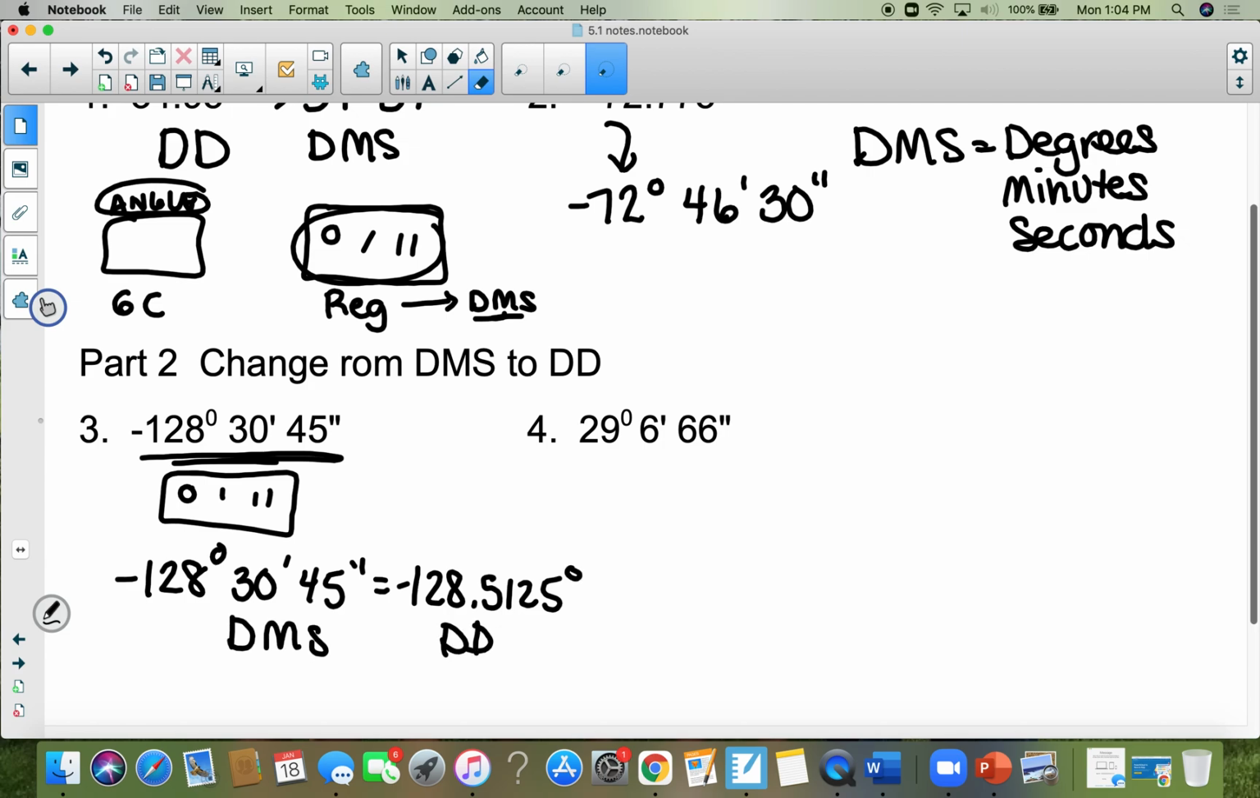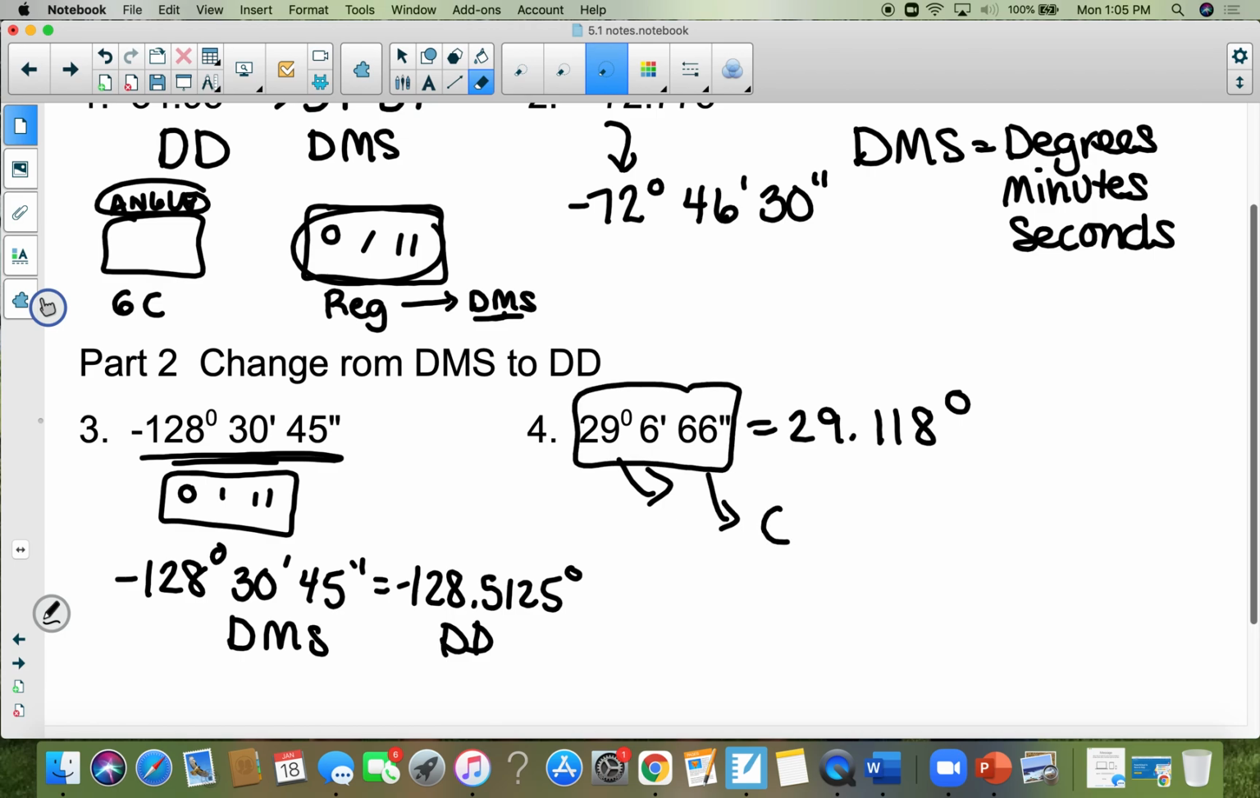So let's do one more. Plug in 29 degrees. Put in 6 minutes. And put in 66 seconds. It's going to end up being 29.11 or 0.118 degrees.